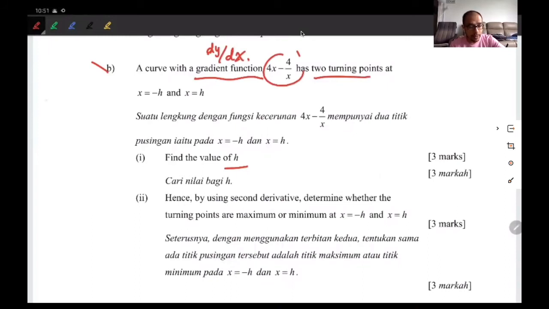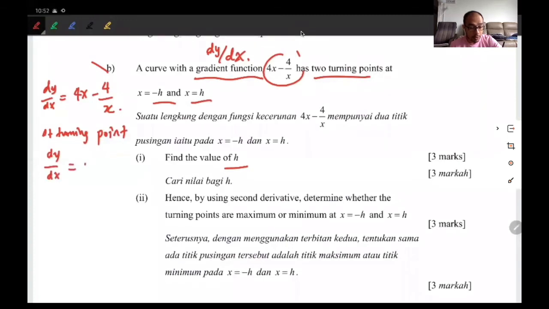Okay, so we are given that dy/dx equals 4x minus 4 over x. Let's worry about the h and the negative h later. But we know that at the turning point, dy/dx is equal to 0. So these three words over here are very important because they tell us that at the turning point, the gradient function is equal to 0. So I can say 4x minus 4 over x equals 0. Can I find the value of x?